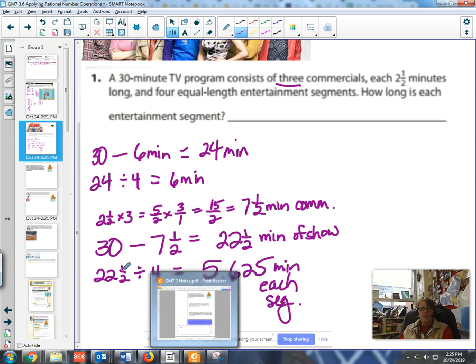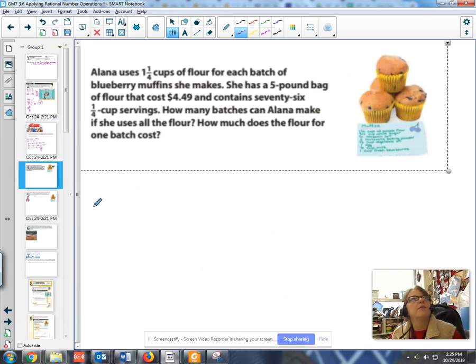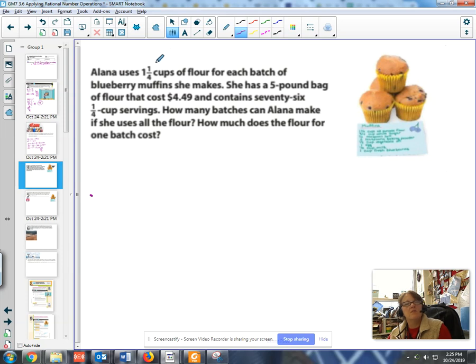Okay, let's keep on going, figure out what we're going to do. We have a recipe here, and it says Alana uses 1 1/4 cups of flour for each batch of blueberry muffins she makes. She has a 5-pound bag of flour that costs $4.49. It's a lot of details so far. And it contains 76 1/4 cup servings. How many batches can Alana make if she uses all the flour? And how much does the flour for one batch cost?